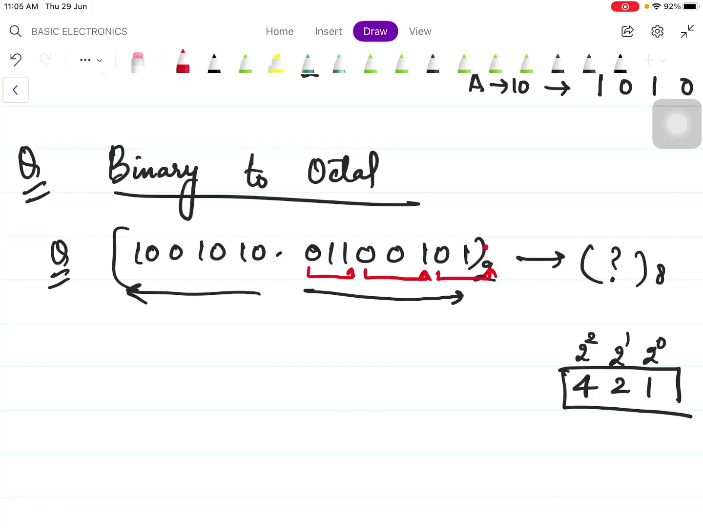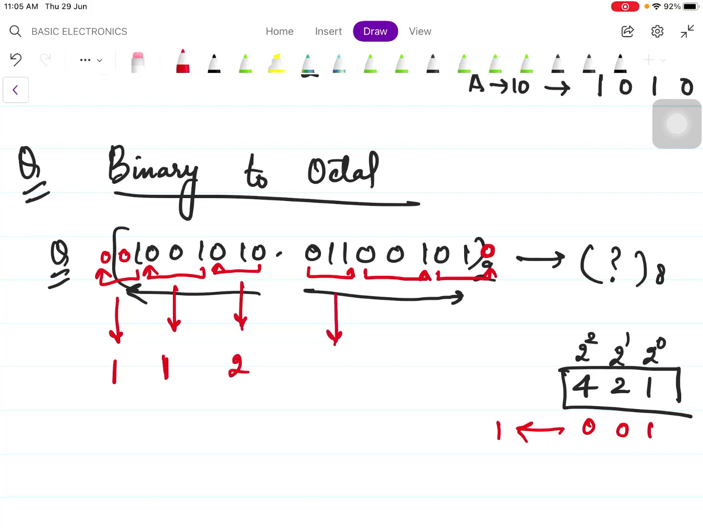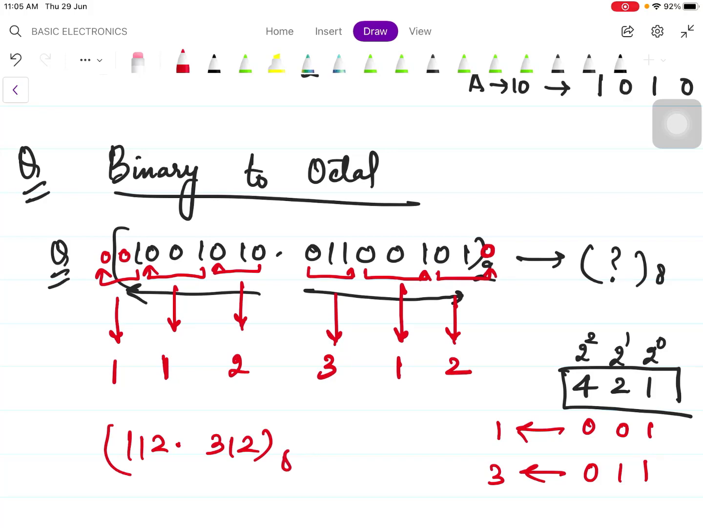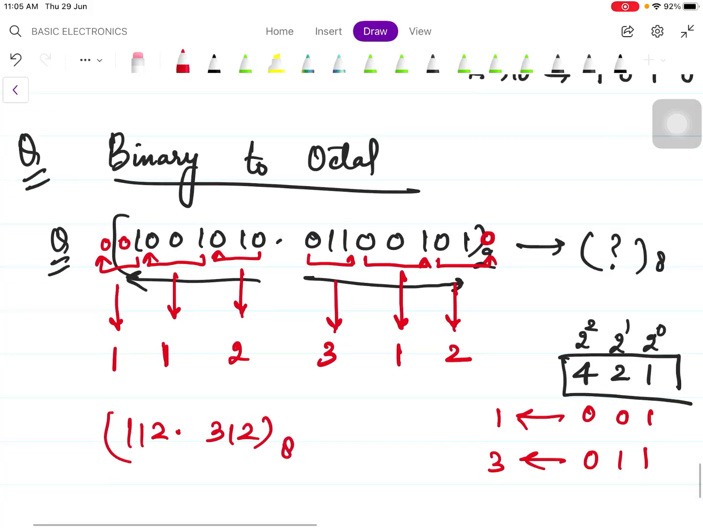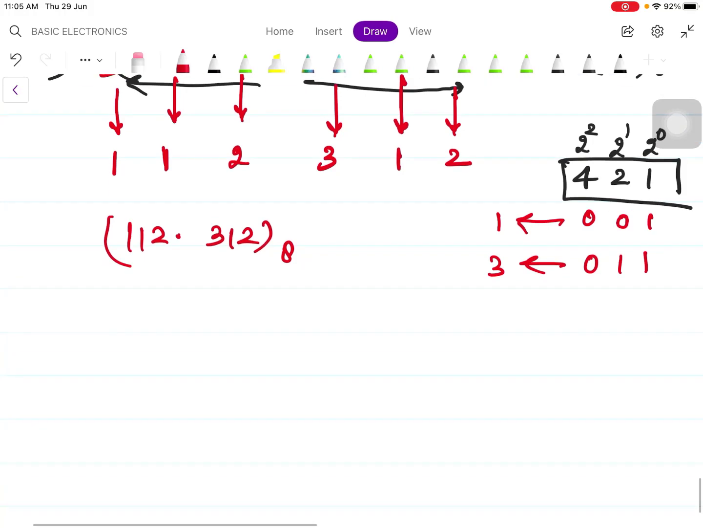Here we are left short of 1 digit, so we will place a 0. So when you will place this group under this 421, 001 means it represents 1. 001 again 1, 010 that is 2. 011 that is 1 is under 2 and 1, that is 2 plus 1, 3. 001 will give you 1, 010 will give you 2. So the answer is 1 in the case of octal. So this is how we convert binary to octal.